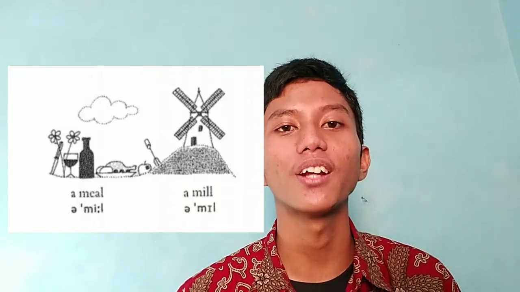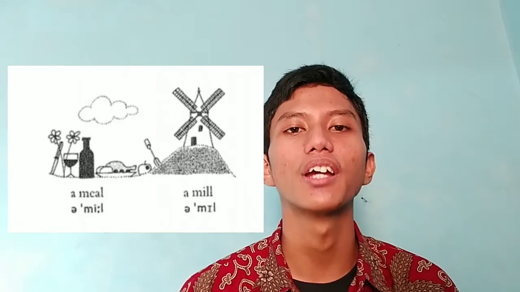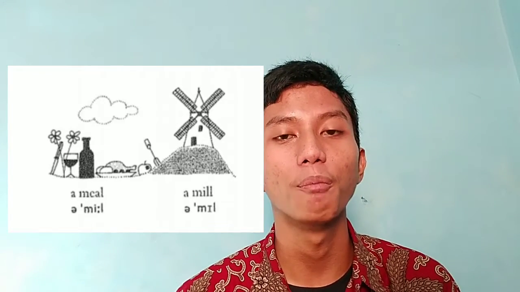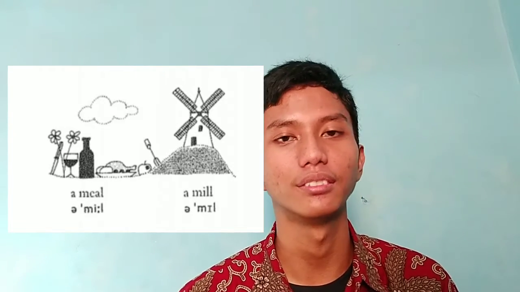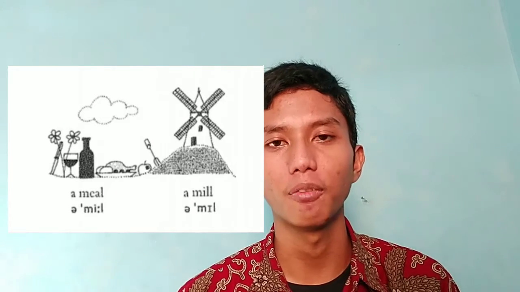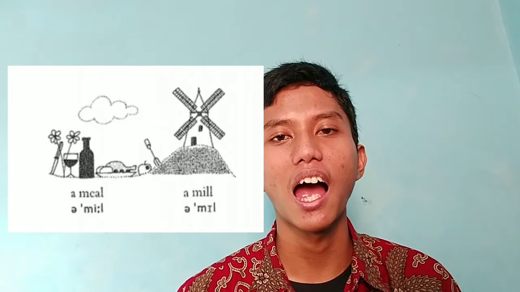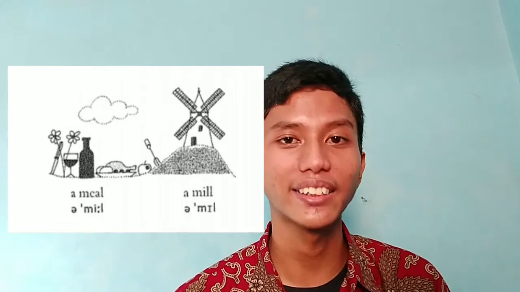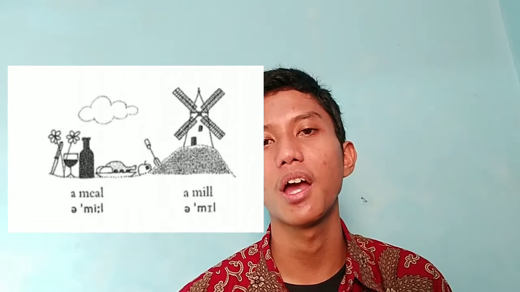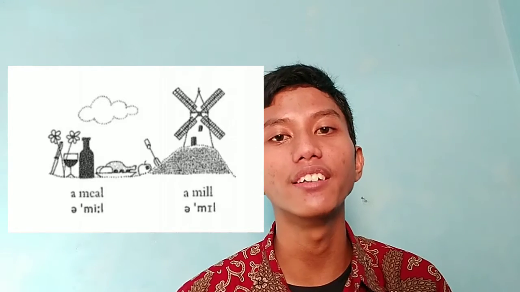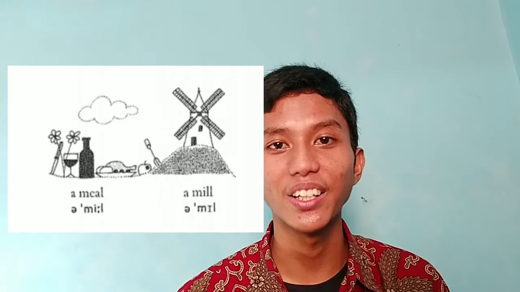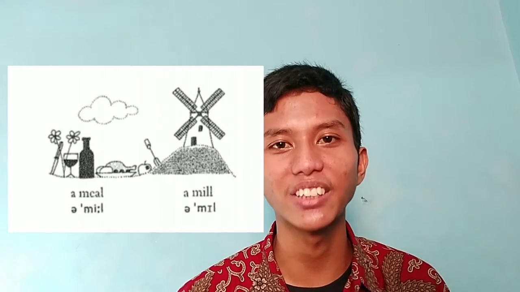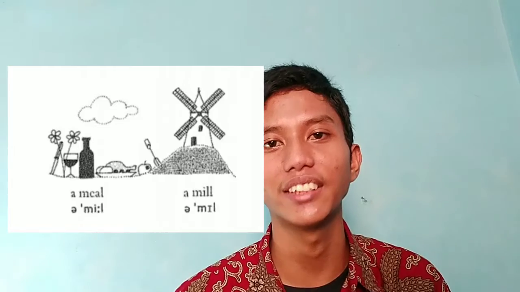Alright, we move to the next picture. There are meal and mill. You can hear the difference between meal and mill. Meal, for example, I have a meal for my lunch. Next, mill. There are so many mills in the Netherlands. Do you hear the difference? Yes, the intonation affects the word. It affects the meaning of the word. Okay, we are going to the next picture.